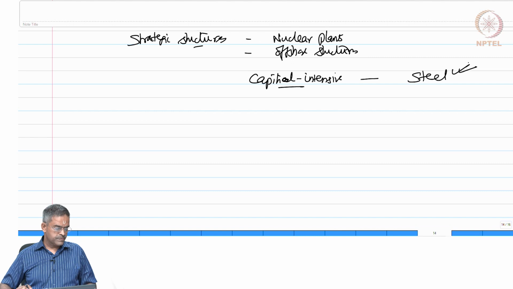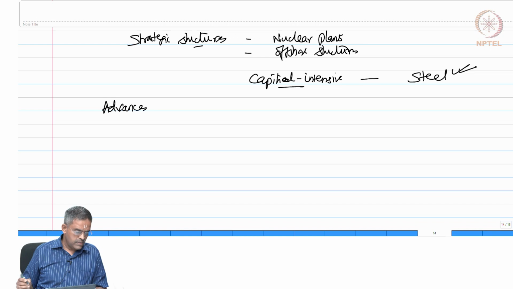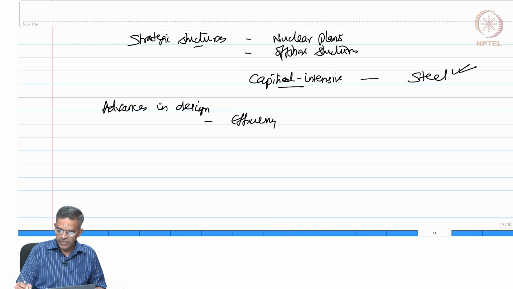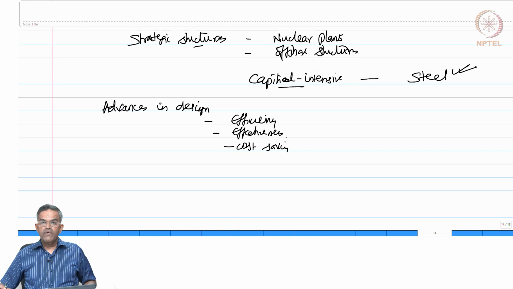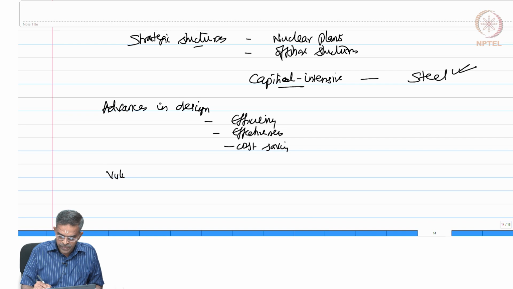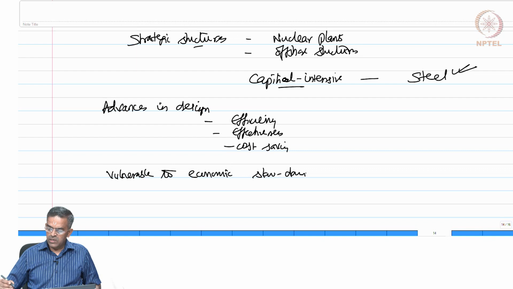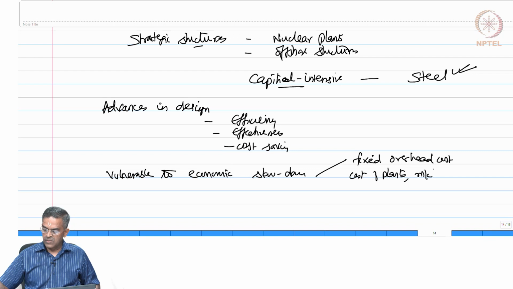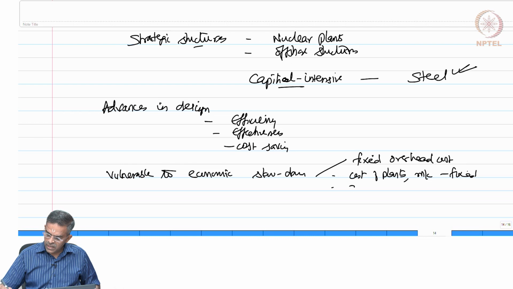There are many advances in design. The moment you say advances in design, it means efficiency, effectiveness and cost saving. Furthermore, the capital intensive industries like strategic structural systems are also vulnerable to economic slowdown, because of many reasons. One is they have a fixed overhead cost. The cost of plants, equipment, machinery and appurtenances are fixed. And there is a significant depreciation of the assets.